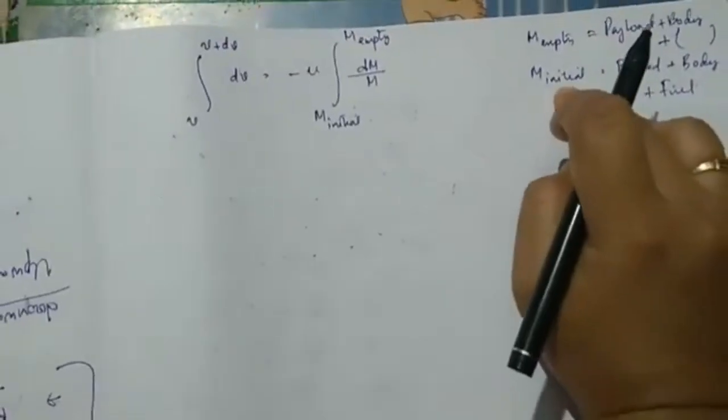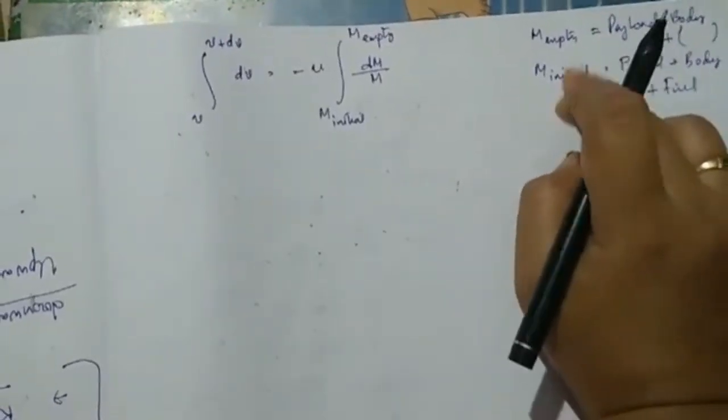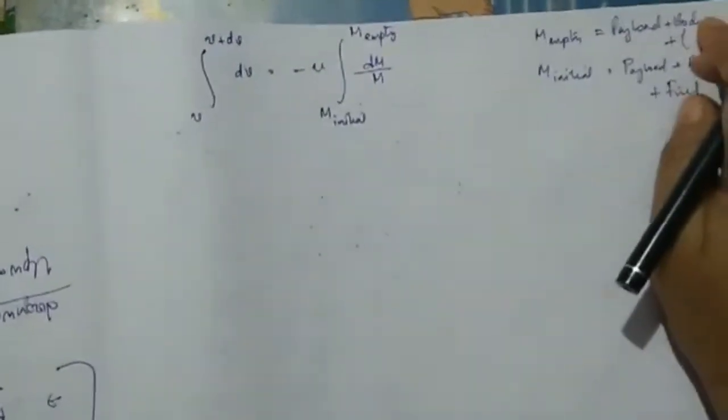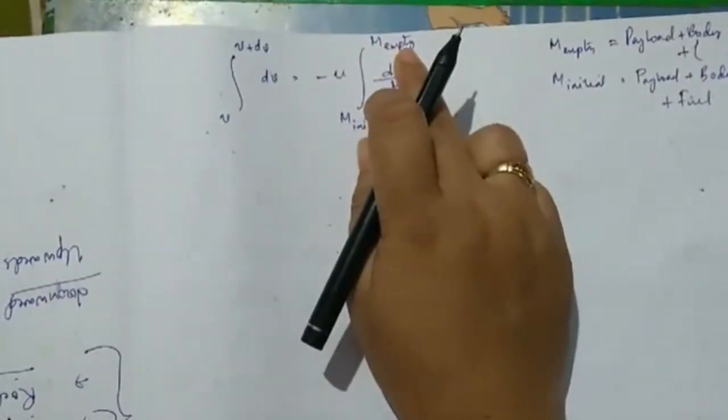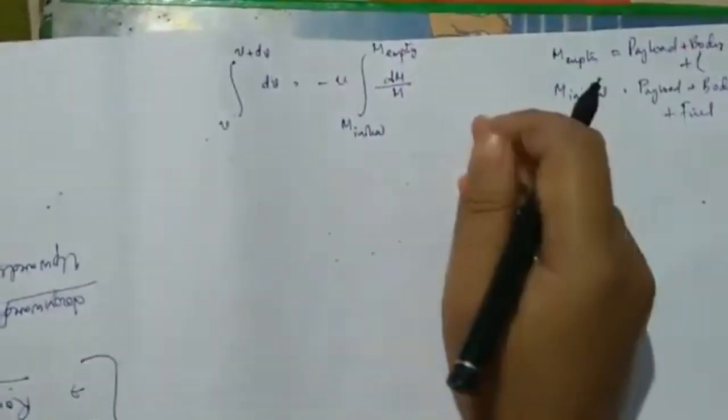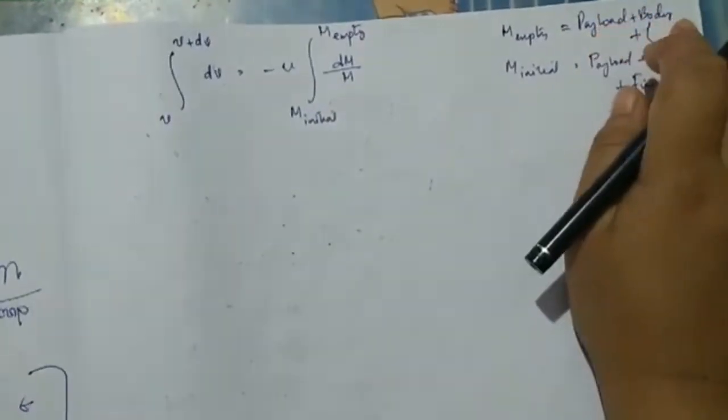So if you take the subtraction, m initial minus m empty, what you will get is how much fuel has been burnt till now. If the satellite has reached its orbit, then it will be zero, that means all the fuel has been exhausted, burnt. So m empty doesn't mean that everything is empty, it depends upon the time. If you have reached the orbit, then obviously it is empty, it has only the payload and the body.